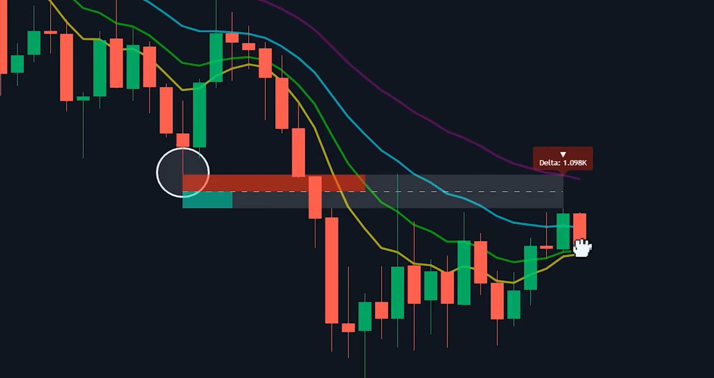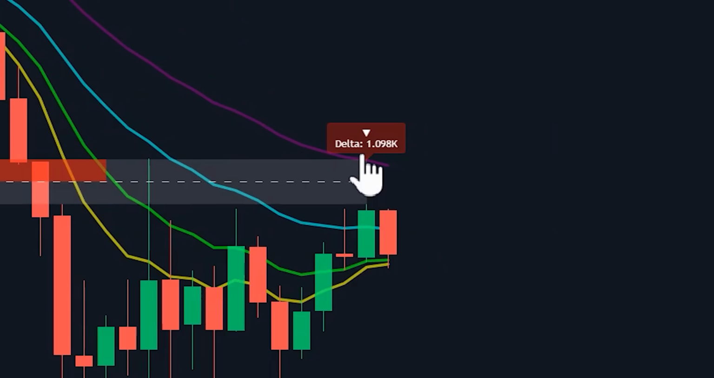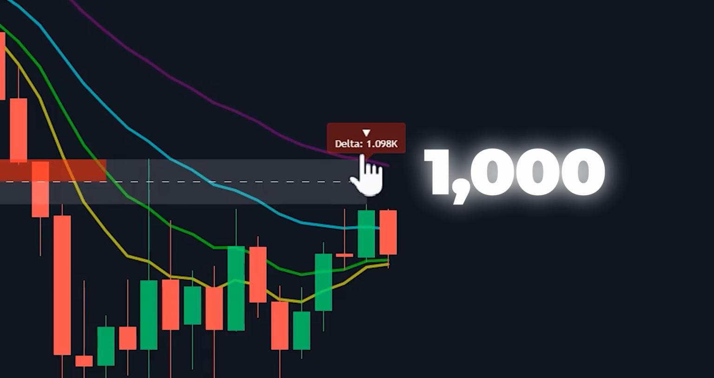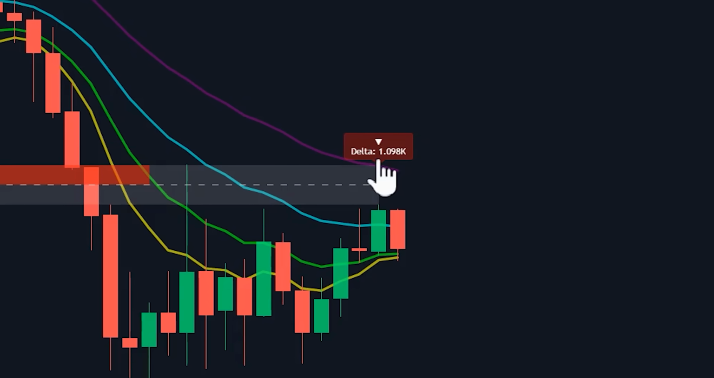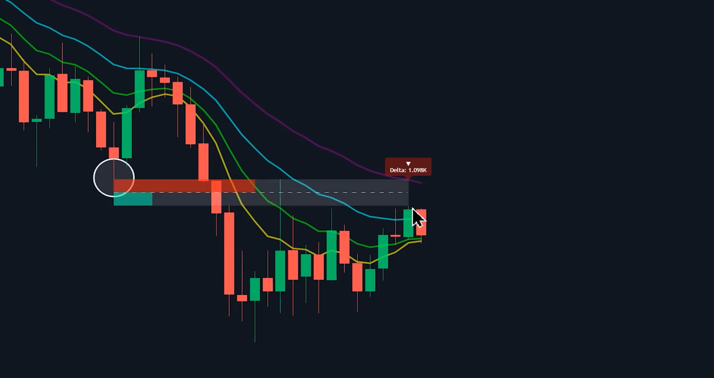The last condition is to take a look at the delta value. It should be positive and at least 1000. Right now you can see it's above the 1000 limit, which makes this a valid entry, because having it positive and above 1000 basically means that the number of sellers far exceeded that of buyers during the retest, which increases the probability that the price will go down.